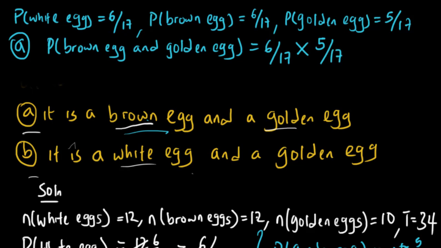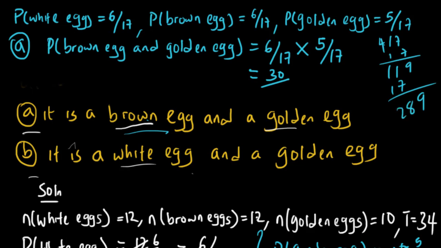Can you see this? Nothing can cut, so we do 6 times 5 is 30, all over 17 times 17. 7 times 7 is 49. 7 times 1 is 7 plus 4 is 11. 1 times 7 is 7. 1 times 1 is 1. So we have 289. So our answer is 30 over 289. Do you understand? Now can we do B?